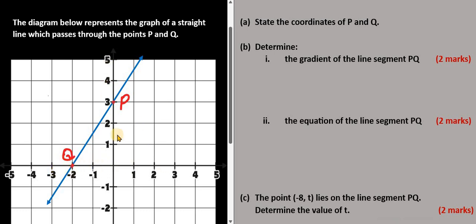All right, the x-axis and y-axis. And we have the straight line PQ passing through both point P and Q. And the question says, first question, part A, state the coordinates of P and Q. So each point has two coordinates, a pair of coordinates, in other words. So point P, what are the coordinates of point P? In other words, where is point P located on the coordinate plane?